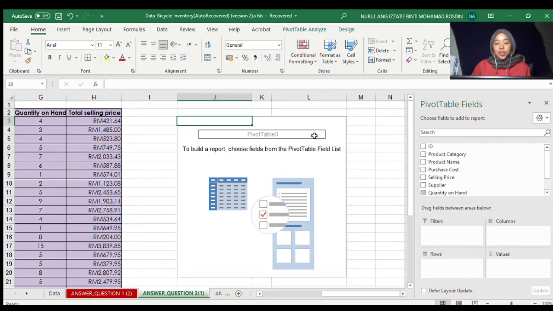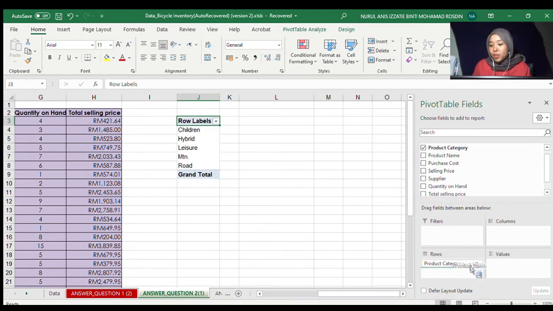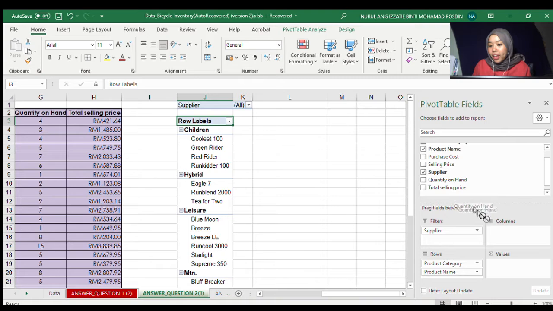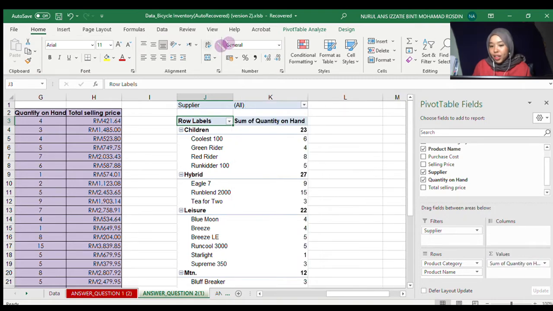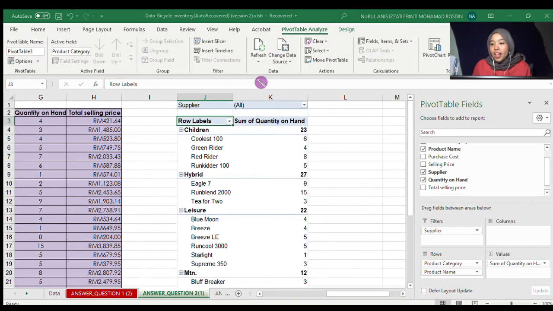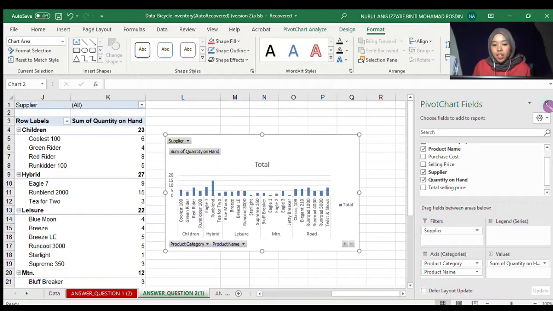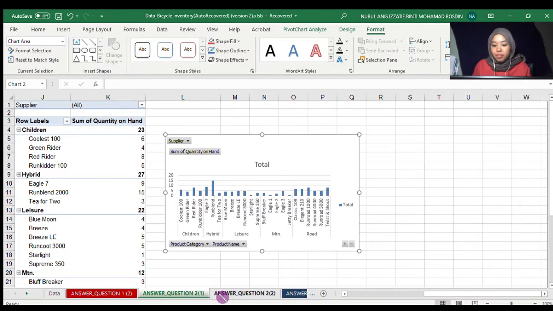So let's create the pivot table to tell customer about the quantity on hand of bicycle by showing the bicycle name on each product category, and also we add filter of supplier. So the first one, we have to drag product category to rows, product name to rows, supplier to filter, quantity on hand to value. And we also add a pivot chart. It's going to look like this.